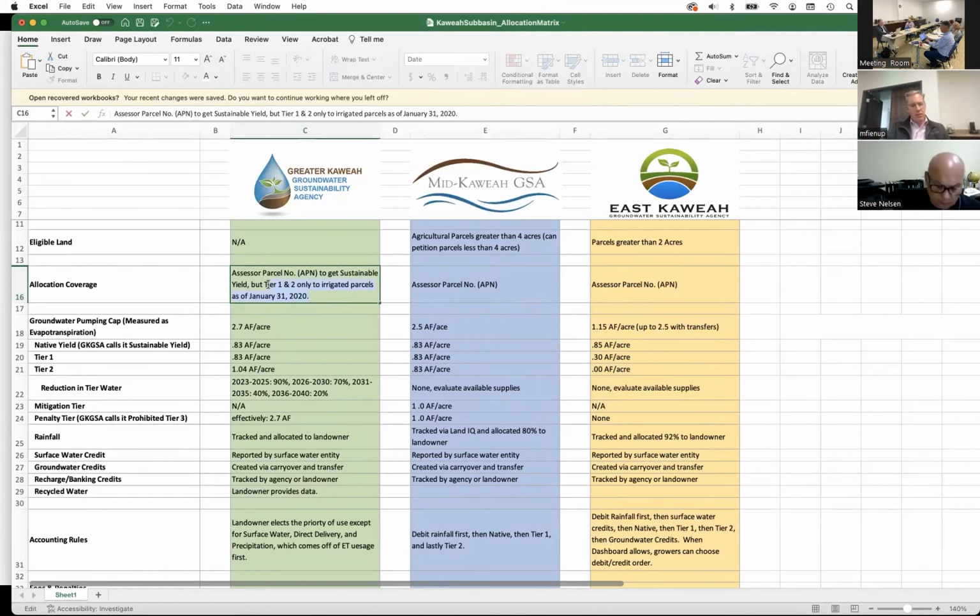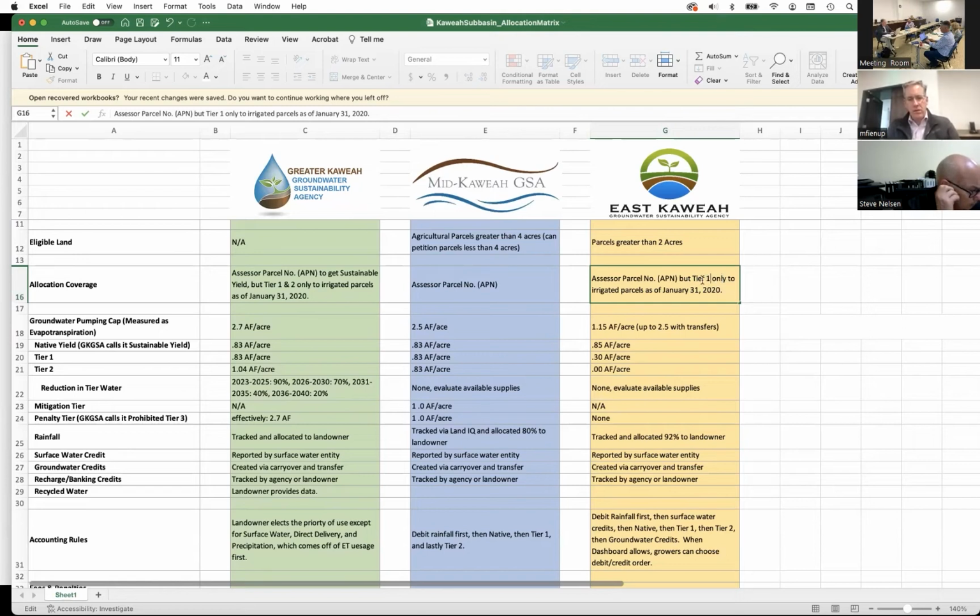Hey, will you repeat that? So is it tier 1 and 2? So at the East Kaweah, you've got the native goes to 2 acres and above. That's correct. The tier 1 and tier 2 last year goes only to irrigated acreage. And you can leave that note in there fine, because there is no tier 2 this year, but there was last year. And it doesn't matter if you've got 5 acres out of a 10-acre block irrigated, you get the tier 1 or tier 2 on the entire assessor parcel size.